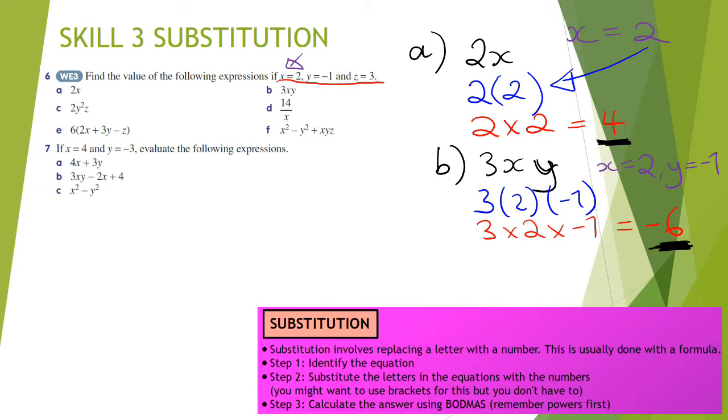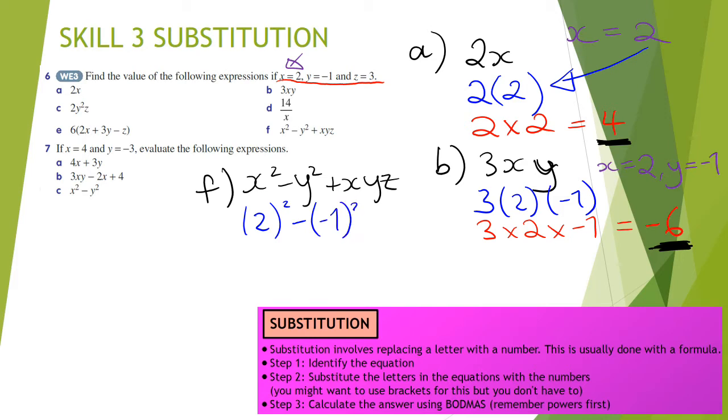If we look at one more, let's look at a harder one. Let's look at f. We've got x squared take y squared plus xyz. Substitute the values in. X becomes 2 squared, y becomes -1 squared, and then we've got x, y, z. Let's just put these in together. So it's 2 times -1 times 3.